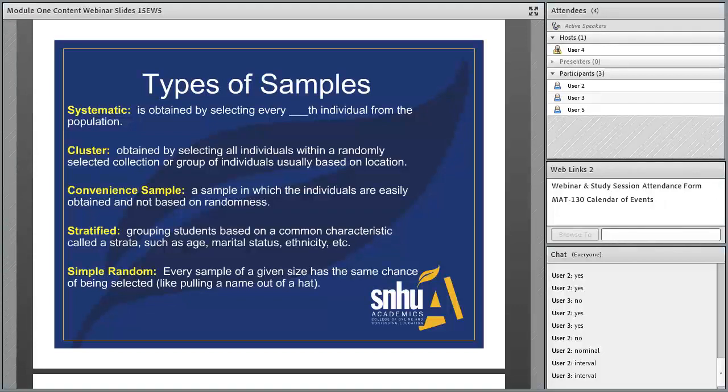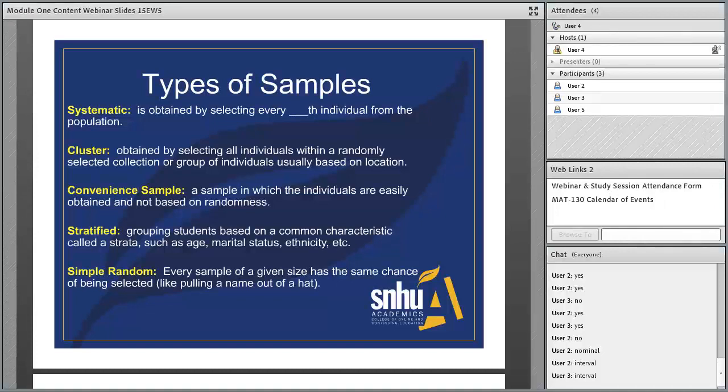So a systematic sample is obtained by selecting every nth individual from the population, meaning every third individual, every fourth individual, every fifth individual. This is often done if there's a factory with something coming off an assembly line, and you want to grab every 10th object to make sure that it's okay. So that would be a systematic sample. It's every other one or every third one, that's systematic.